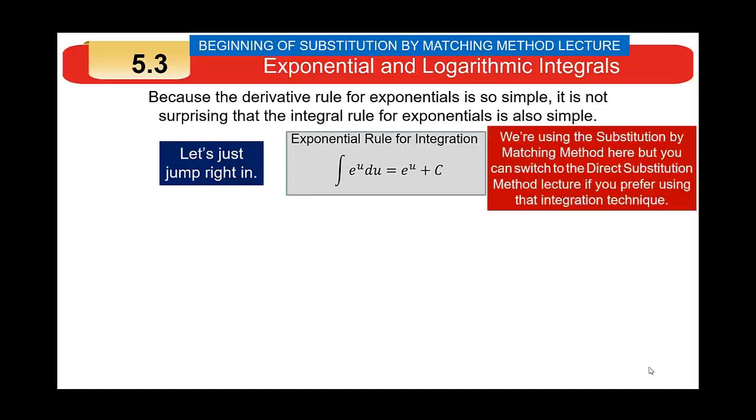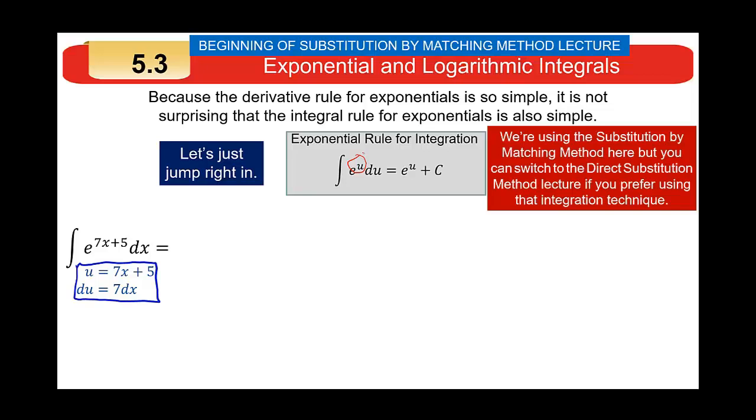And let's just jump right in, remembering that we're doing the matching method here. Here's our first example. Suppose we want to integrate e to the power of 7x plus 5 using substitution by matching. The first thing we're going to do is set u equal to 7x plus 5. Why? Because the exponent in the exponential rule for integration says that's what u is. U is the exponent. So we set it equal to 7x plus 5. And then we compute the differential. The derivative of 7x is 7, so we get du is 7 dx.